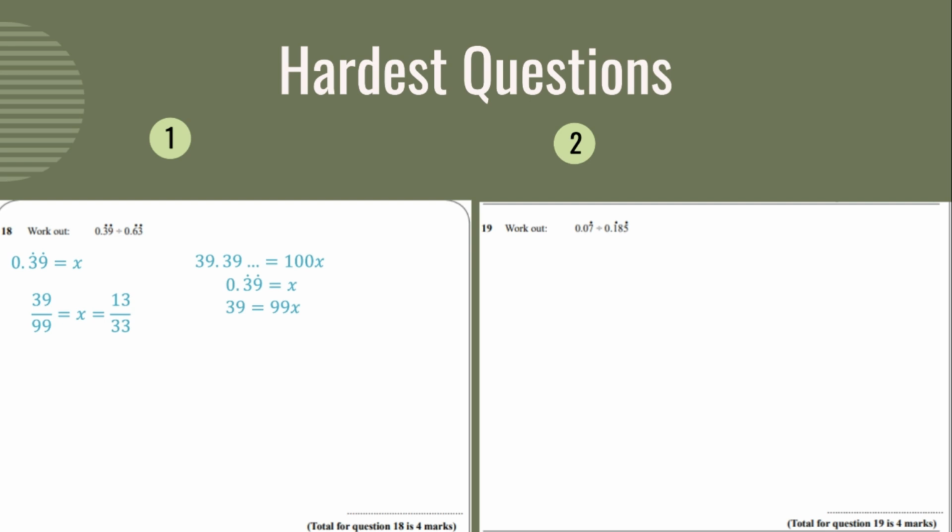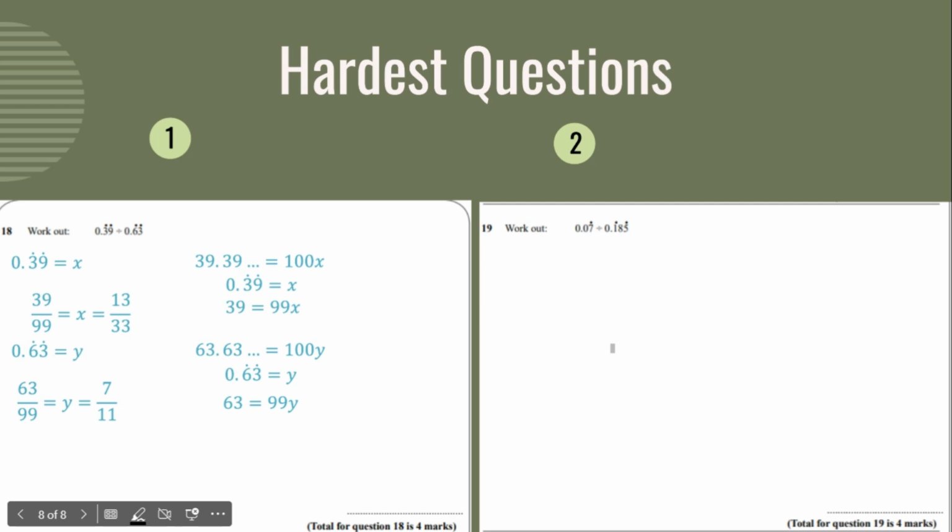Now let's work out 0.63 recurring. So here, 0.63 recurring equals y, meaning 100y equals 63.63 recurring. Like we did with our first one, we minus y, so 99y equals 63, meaning 63 divided by 99 equals y, which simplifies down to 7 over 11.